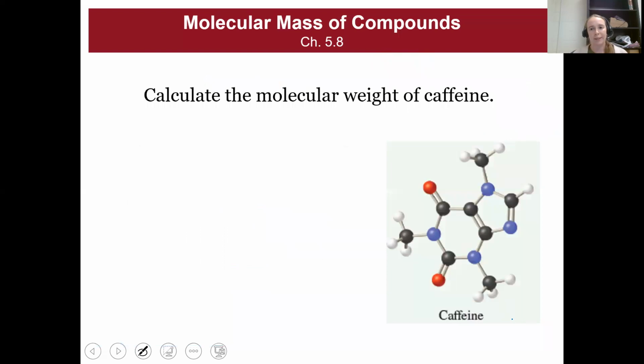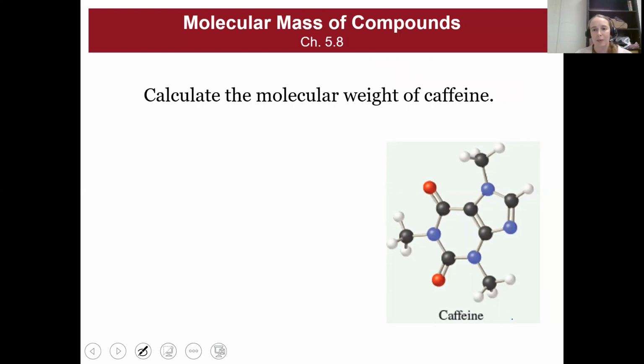All right, let's practice a little bit. So we want to calculate the molecular weight of caffeine. All of us love caffeine, I'm sure. Not good for us, but it's what keeps us going, especially me. I'm sure you've seen me drink coffee multiple times during our classes.